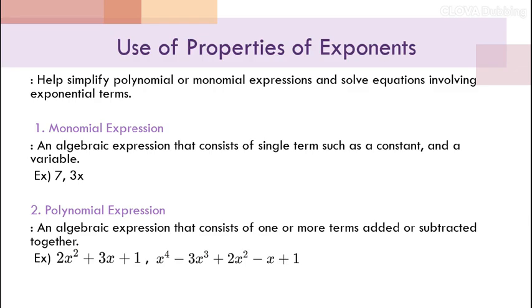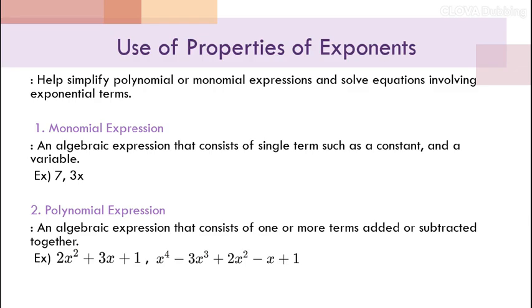To begin, let's clarify the key terms that are fundamental to understanding expressions, monomials, and polynomials. A monomial is an algebraic expression that consists of a single term. This term could be a constant, a variable, or a combination of both. For example, 7 is a constant monomial. 3x is a monomial involving a variable.